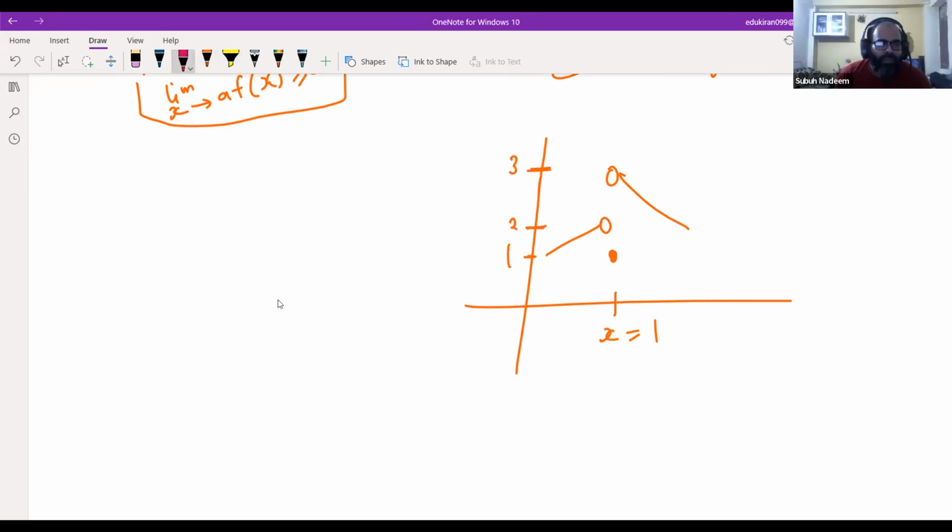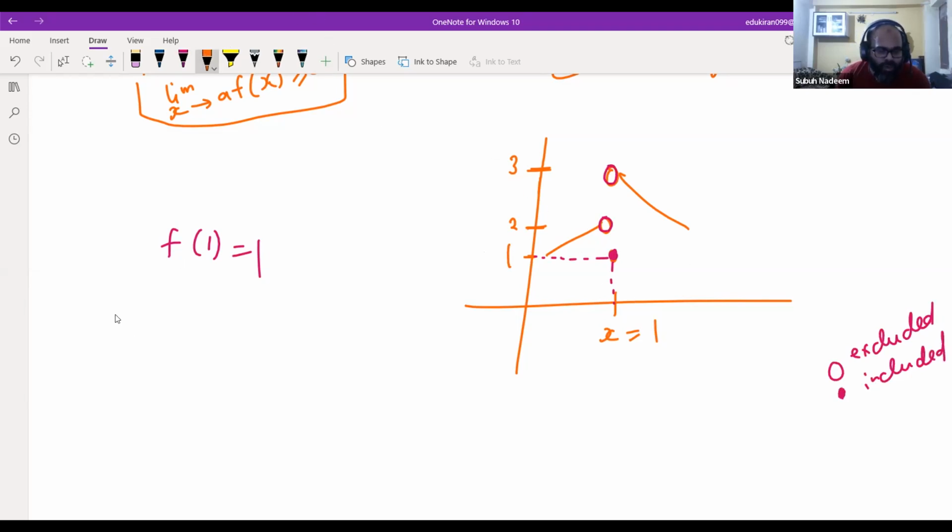So what happens here is that the value of the function at 1 is 1. The output is 1. That is the dark circle here. This is the dark circle. Meaning at x is equal to 1, this is included, but this is excluded. This open circle means excluded, and dark circle means included.